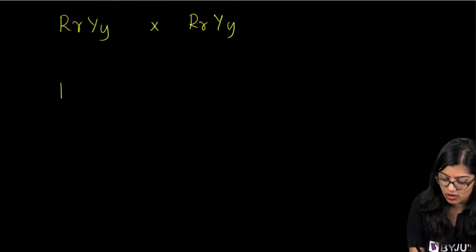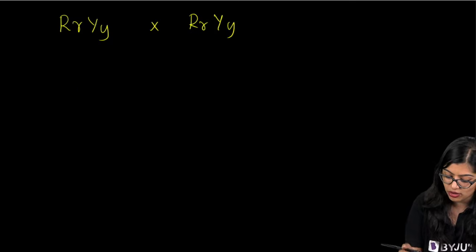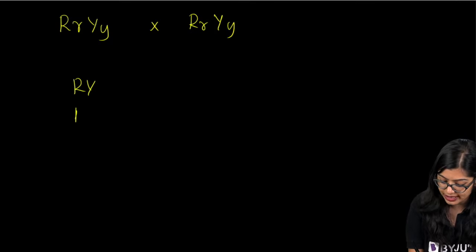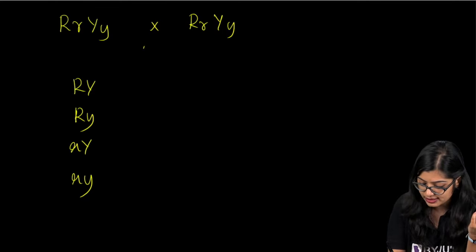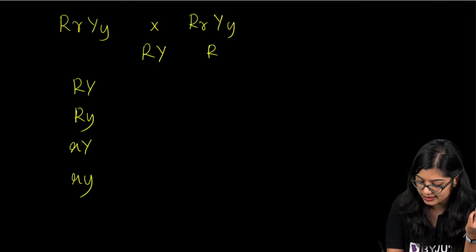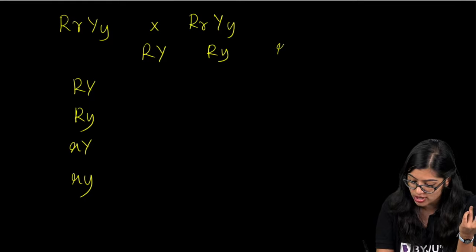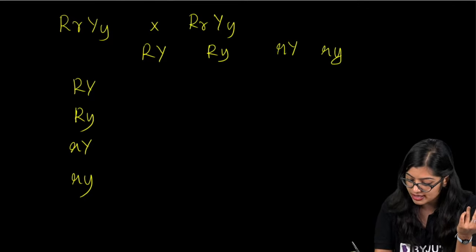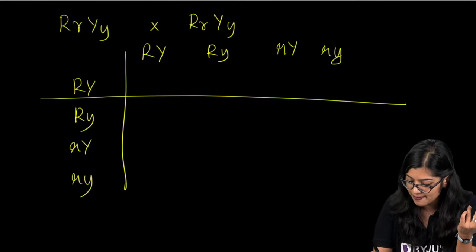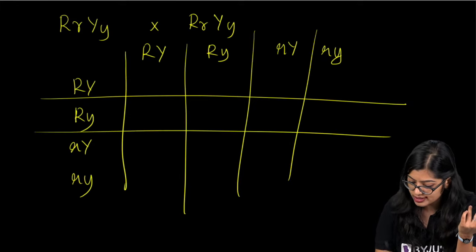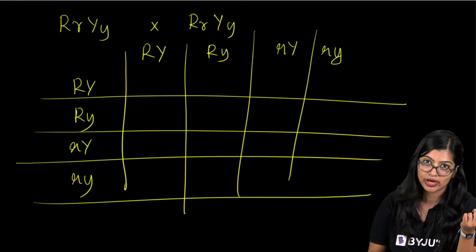So in this case, what are all your gametes? You will get one of this combination, one of this, and one of this. Same thing you will do on the other side, right? I am not going to do the cross because it will take me a while, but this is for you to understand, okay?